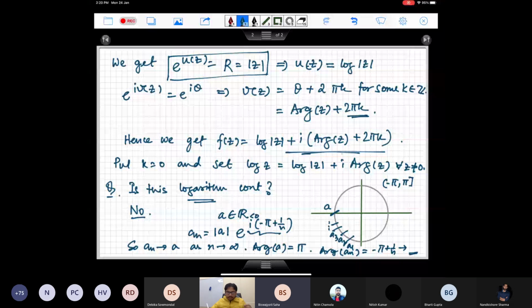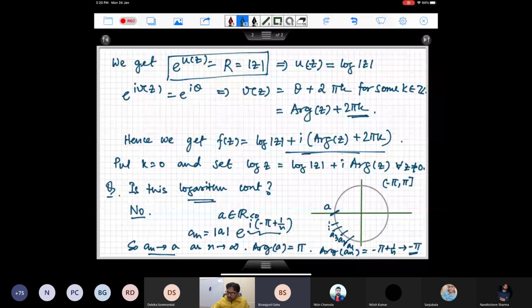So therefore, you see I have got a sequence that actually converges to a, but their arguments converge to minus pi, whereas the argument of a is plus pi, right? So therefore, by the sequential definition, the argument is not a continuous function. Agreed? If you just draw this picture, it will be immediately clear that the capital argument, or the principal argument, is not a continuous function.